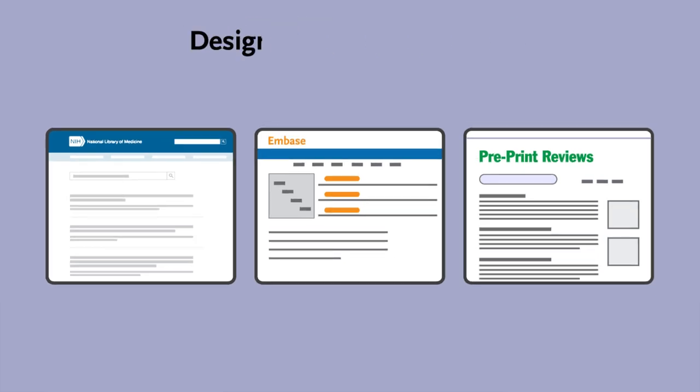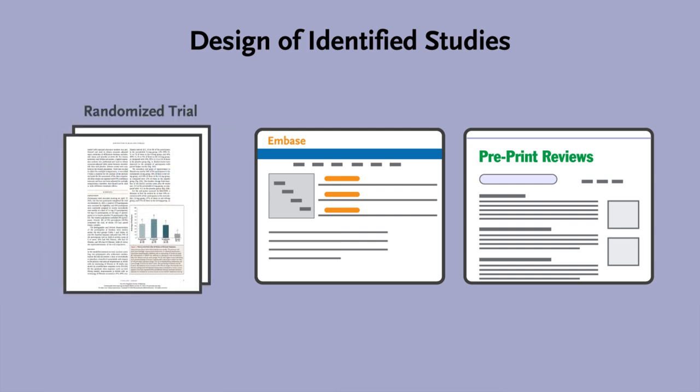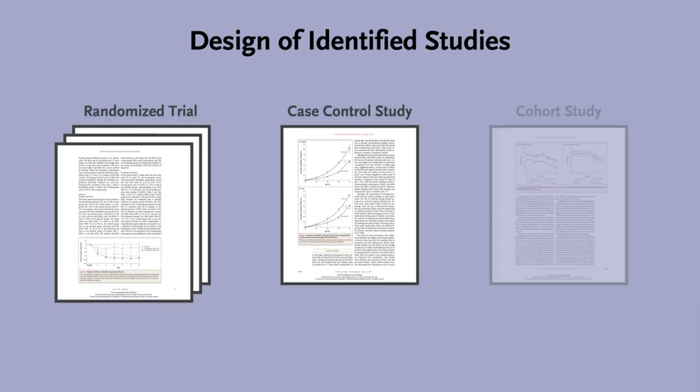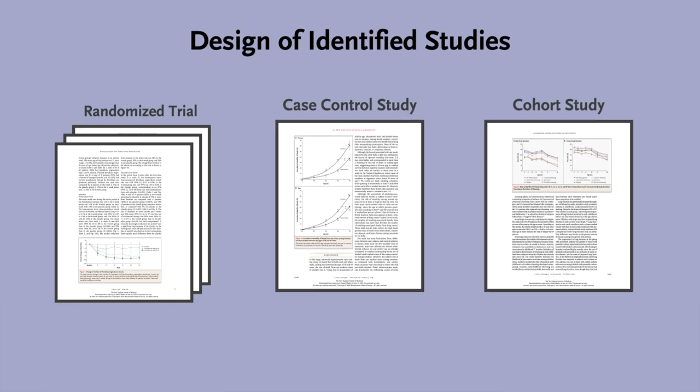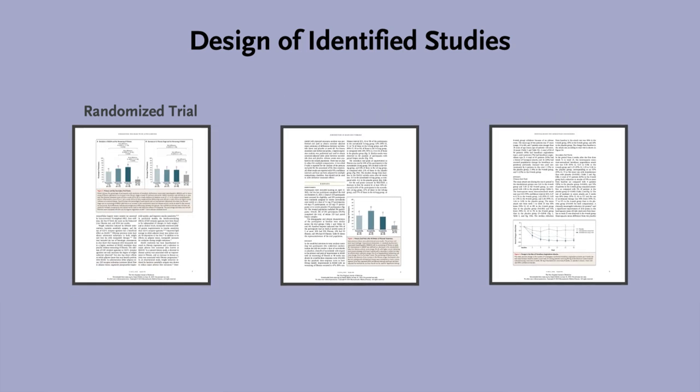Second, you consider the design of the studies. For example, you might have 3 randomized trials, 1 case control study, and 1 cohort study. While there are methods to combine different types of studies, doing so complicates the analysis and is less common in clinical research than combining studies of a single design, such as randomized trials.